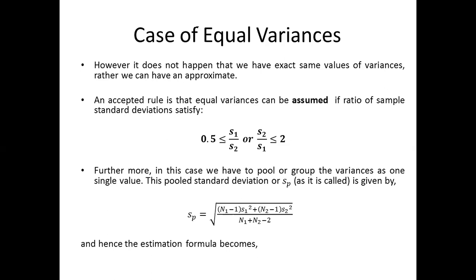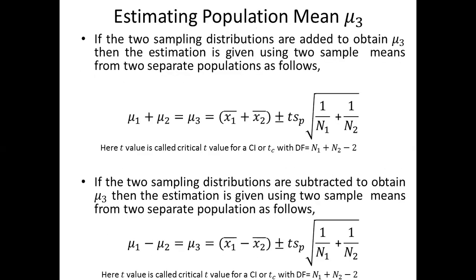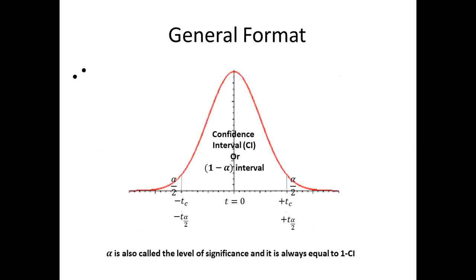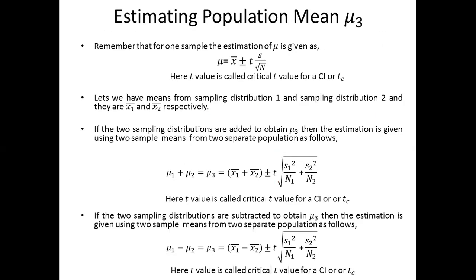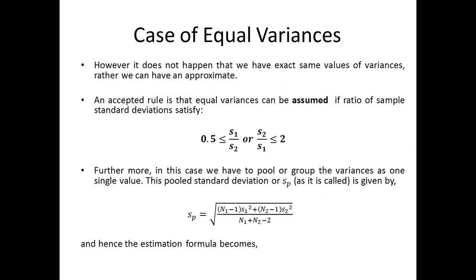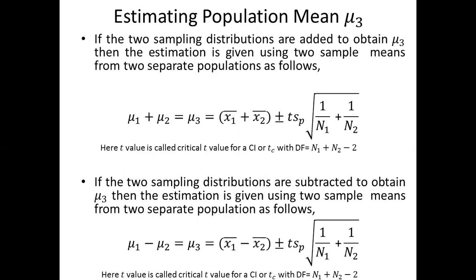And hence the estimation formula becomes something like this. The only thing that has changed in this estimation formula, which was the formula we were discussing for the addition and subtraction of sampling distributions of means, is this: we have replaced the standard deviation of the sample with the pooled standard deviation, also indicated by SP, right? So this is the new formula, and the only new thing here is the SP value, or the pooled standard deviation, right?